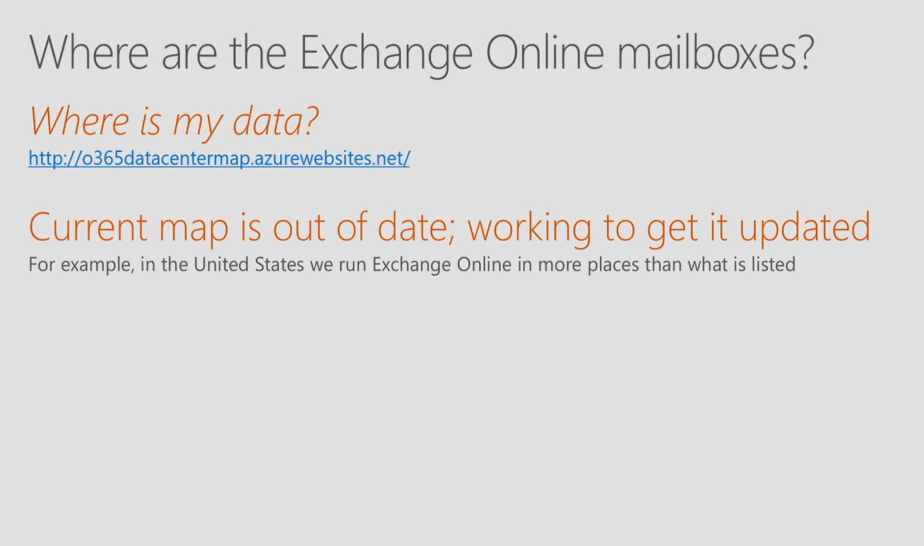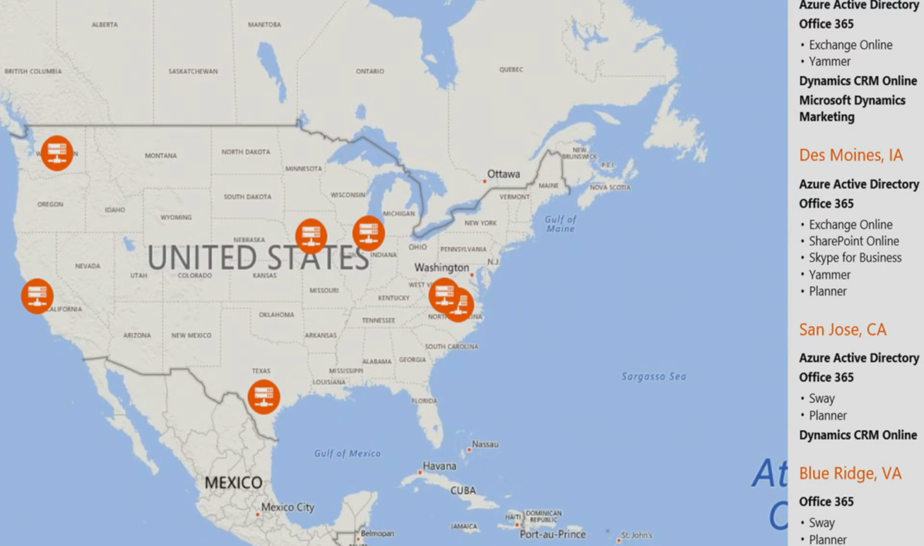Another common question we get is around data residency, or specifically, where is my data? Okay, where is it? So we have this website, this data center map. It's an Azure website that we created. It's unfortunately out of date. If you look at the map, for example, this is what we're showing for North American data centers. Now, I know some of you aren't going to know this, but there's actually a couple data centers missing from this map right now. For example, we've had Exchange running in Cheyenne, Wyoming for years. Not on here, but it's still running there. We also have more data centers in Virginia than what we show on here as well.